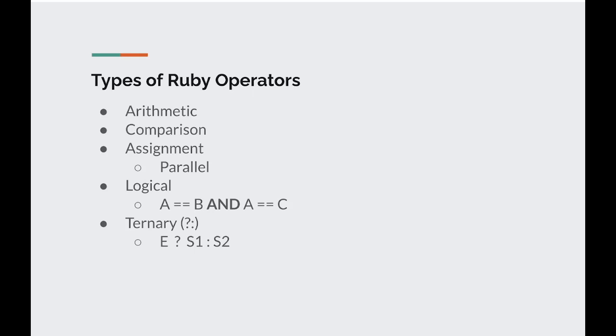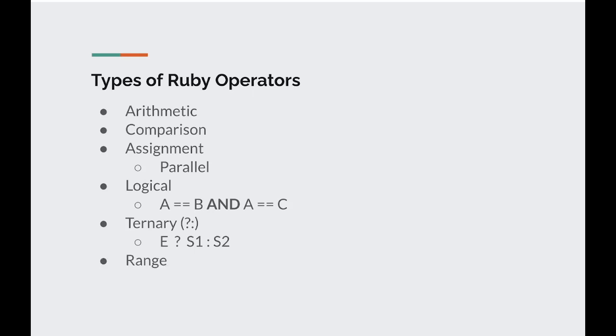And on the basis of the result from the left side of the question mark, statement 1 or statement 2 is executed. So let's say if the result of the evaluation expression, which is on the left side of the question mark, is true, then the statement S1 will be executed, and if the result is false, then the statement S2 will be executed. So we will see this later with a real example, and then you will have a better understanding how it works.